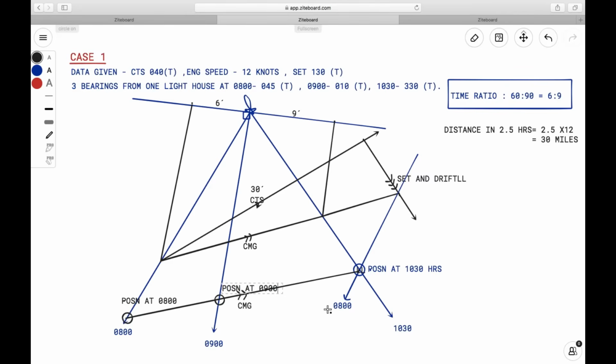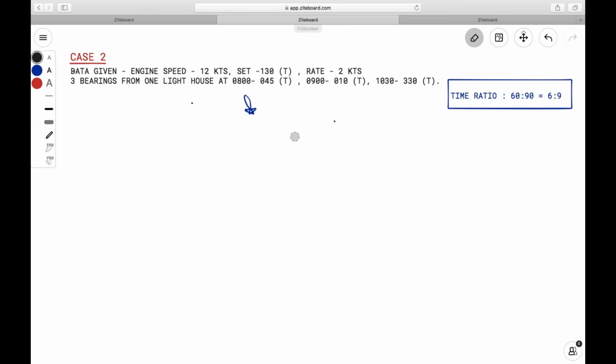So now let us go into another case. So guys, now let us look into case 2, and in this case the data given are: engine speed is equal to 12 knots, set is equal to 130, rate is equal to 2 knots, and the 3 bearings are given. Same case: 0800 0045, 0900 010, 1030 330. In this case we have no CMG, so it's a 3-point bearing, and the engine speed and set are given. Here CTS is not given, that's the thing we need to find. So this is a counteracting type of question.